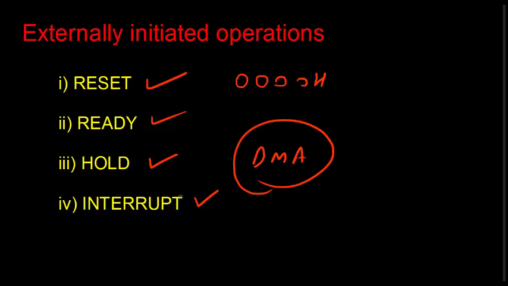Okay, so there are two types of interrupt. One is maskable, the other is non-maskable. In case of maskable, the processor can ignore those interrupts, and in case of non-maskable, the processor cannot ignore the interrupts. It has to attend anyhow. So these are the four externally initiated operations.